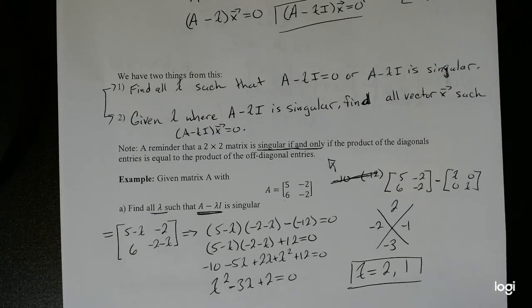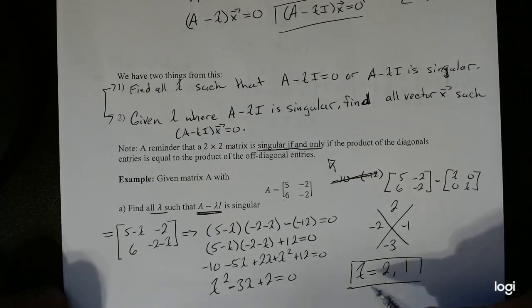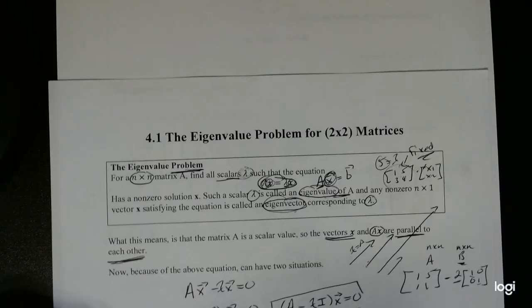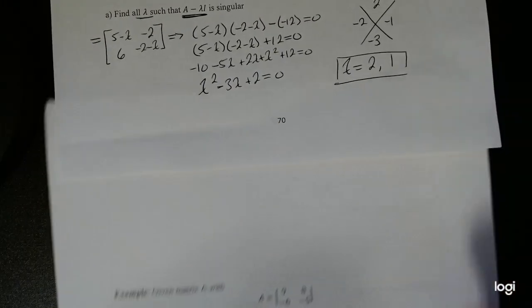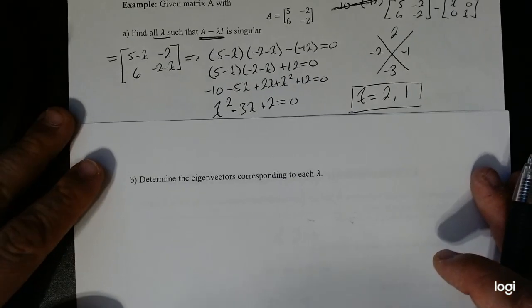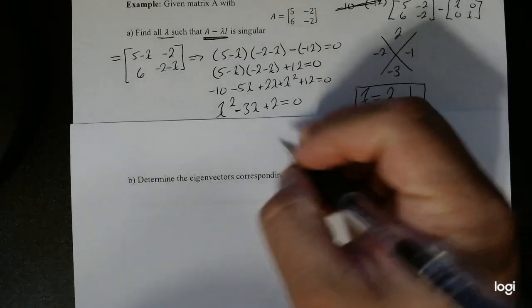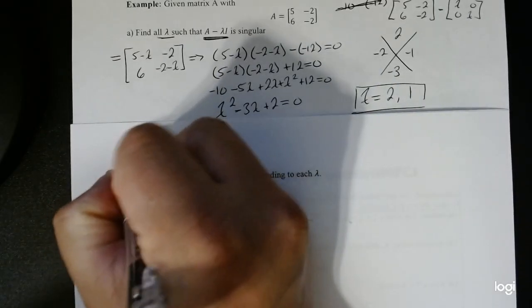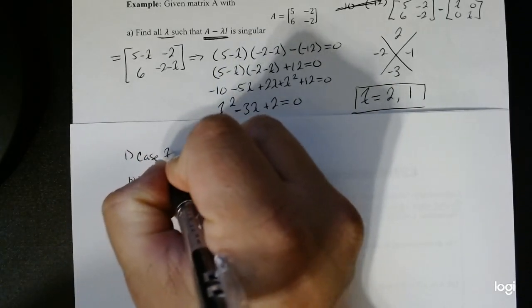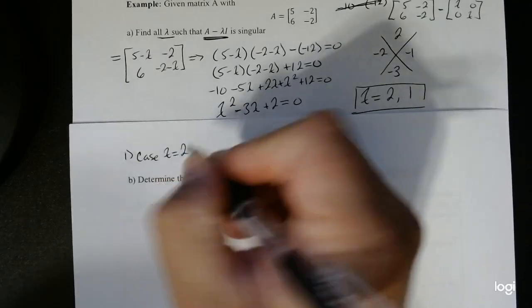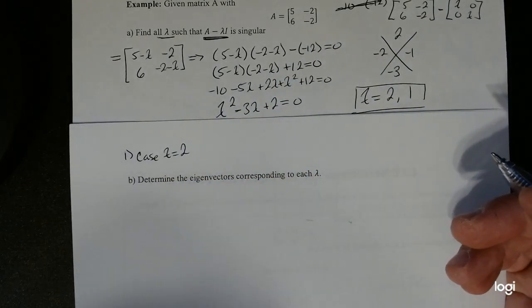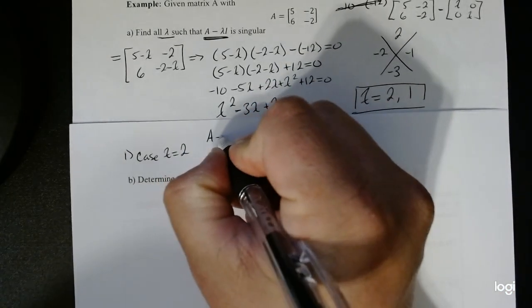It's a little harder to do the other part, meaning now finding the actual vector, because we have to do it twice, once for each individual lambda. So now we have to find the vector. We'll do case 1, which is when lambda equals 2. If lambda equals 2, I first have to do this operation.